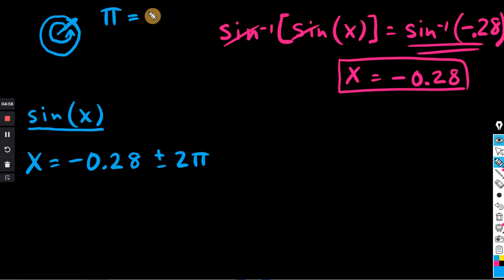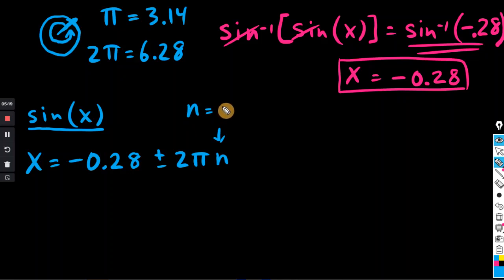We said in the beginning that for radians, this problem is in radians, pi is 3.14. So 2 pi is just going to equal 6.28. All right. And there's supposed to be an n here, actually. And in this case, n is just going to be 0, 1, 2, etc. Okay. We're adding or subtracting multiples of 2 pi to this value because you end up in the same spot.